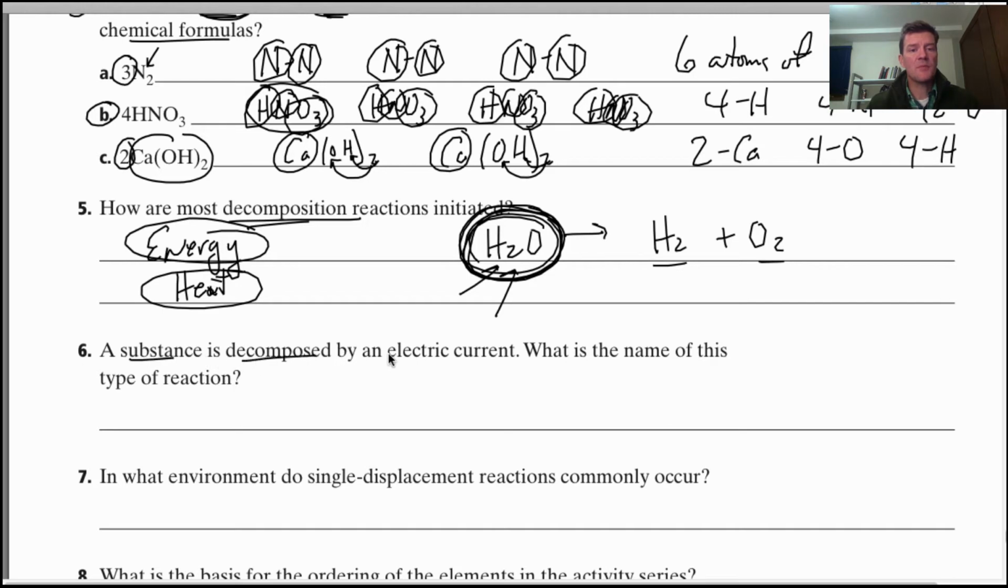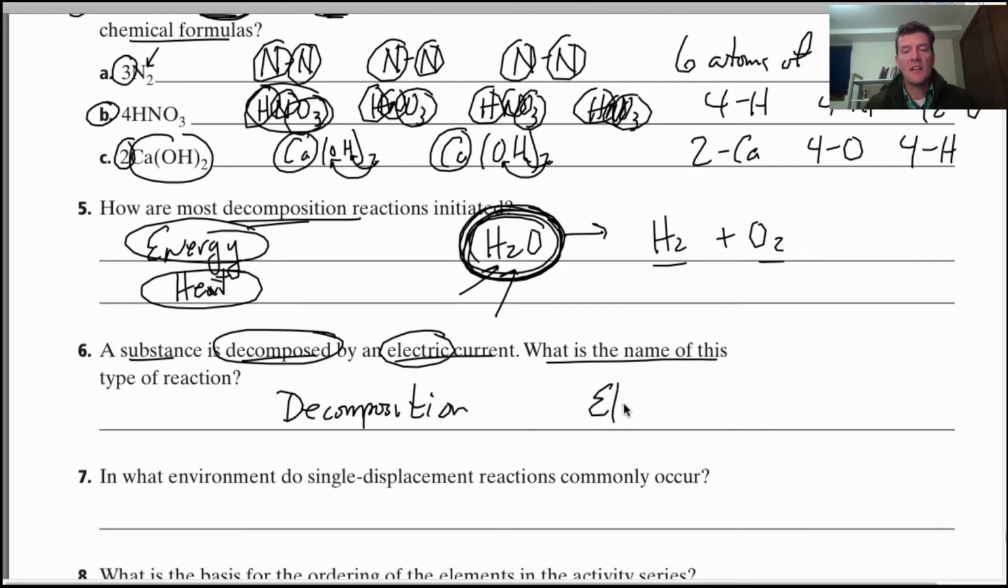A substance is decomposed by an electric current, like I just mentioned. What is the name of this type of reaction? Okay, decomposition. But if it's specifically with electric current, we might also call that electrolysis. Okay? Electrolysis. So you could separate water by electrolysis.